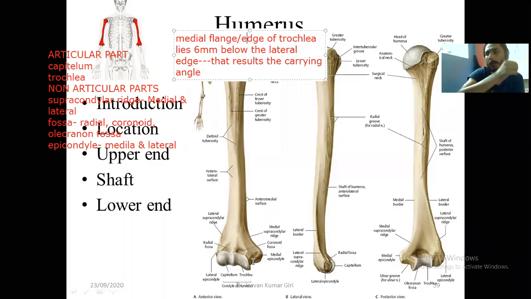So sometimes while sitting on the bench, you may hit your elbow on the wall or somewhere and you will feel like an electric shock, isn't it? That is due to the compression of the ulnar nerve. Okay. Then the lateral epicondyle, it is not so prominent. Okay, so this is the lateral epicondyle.